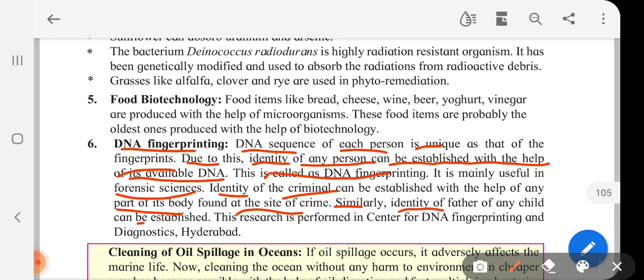Similarly, the identity of the father of any child can be established. This research is performed at the Centre for DNA Fingerprinting and Diagnostics, Hyderabad. So the DNA fingerprinting technique is one of the most important techniques being used by forensic science people. They use DNA fingerprinting to identify the criminal and to settle parentage issues.